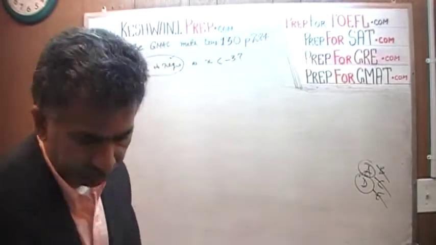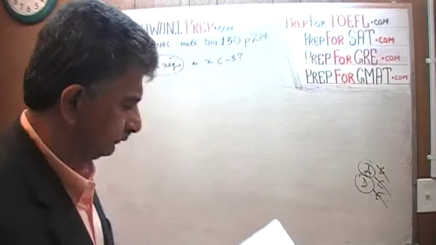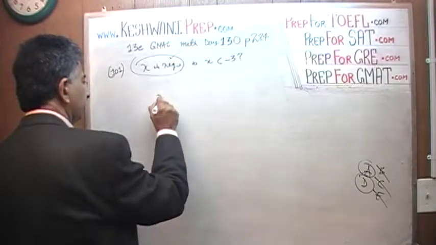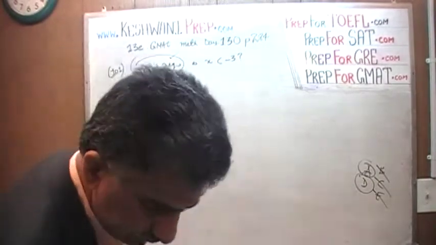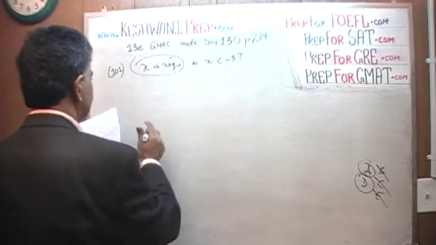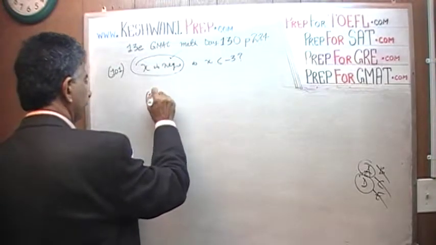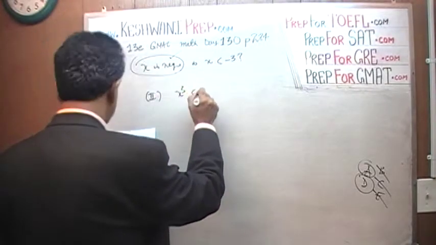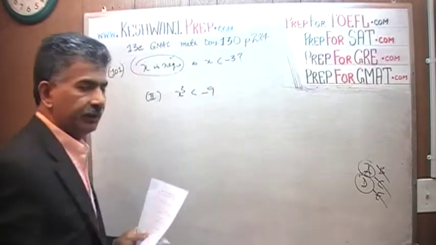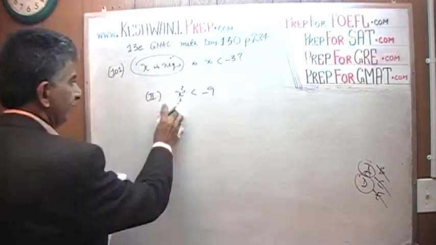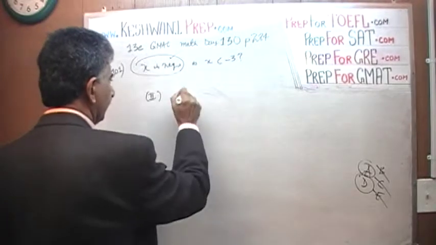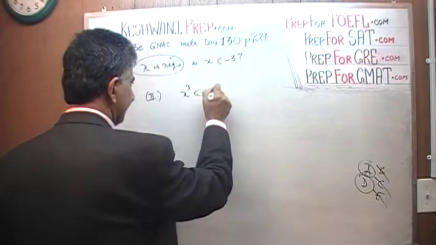In the second statement, they tell us that x cubed is less than negative 9. Now this is the tricky part. You have to pay attention here. First of all, it is x cubed, not x squared. X cubed is less than negative 9.